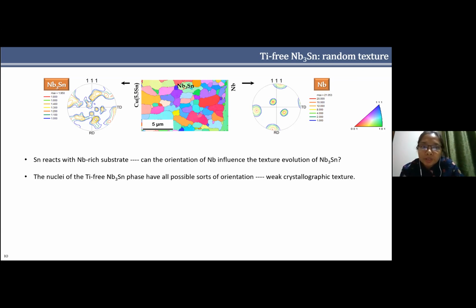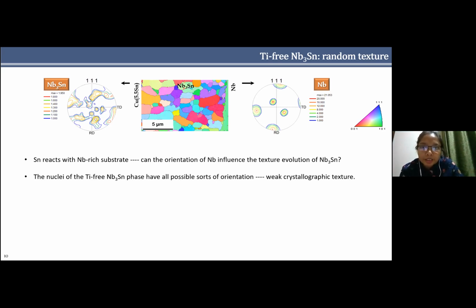In the case of titanium-free Nb3Sn, it displayed a very weak, random crystallographic texture. In the absence of titanium and any precipitate, the nuclei of this Nb3Sn phase could have all possible orientations. How can you identify different orientations? Within the Nb3Sn phase, the color codes are very different. These different colors represent different orientations of Nb3Sn. You could see red, violet, so there are no typical color codes. So the orientation effect is very weak.